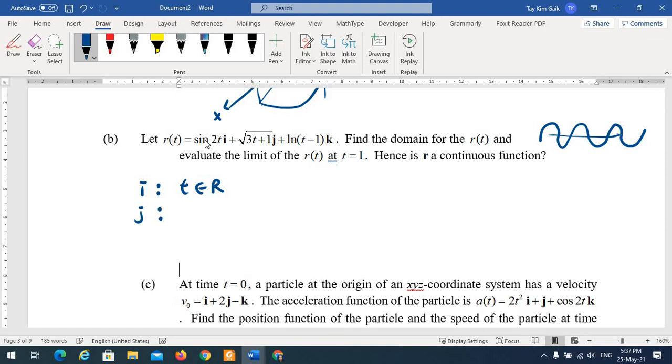Component j, again sec 3t plus 1. Component j, what is the domain? If you have the square root 3t plus 1. Are you around?